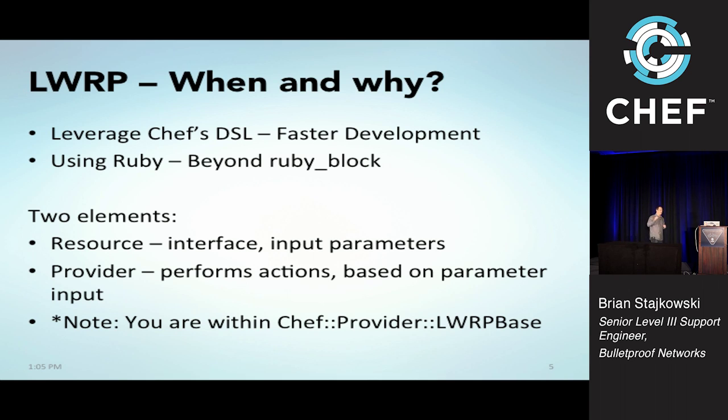Now, two elements to the resource provider. You have the resource file and you have the provider file. For lightweight, it's going to be underneath the resource folder and the provider folder. They need to be named the same thing, right? And the resource is the actual input parameters. It's the attributes, what they're entering in. It's what you see when you execute the package resource in your recipe. You're passing it a package name. You're passing it an action. That's all within the resource file.